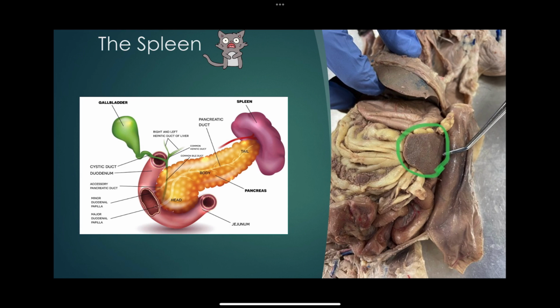For the human model, the pancreas would be right here, right in the middle of the yellow, right here. For the cat model, it's going to also be right here, more to the left side. It's also connected to the spleen, so for the cat it would be around here.